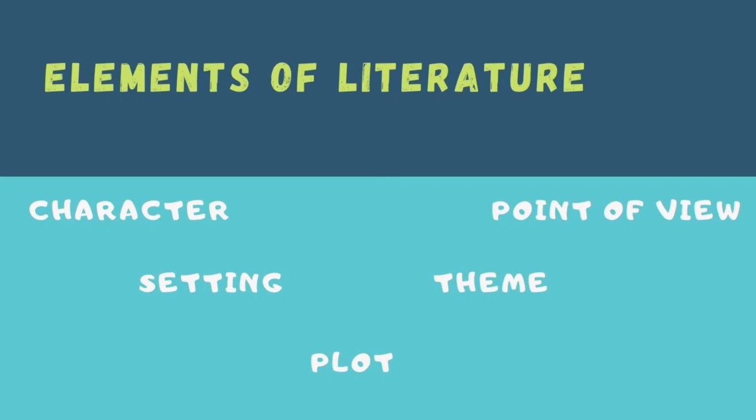Third, plot. Every literary work has an element of plot. Plot tells what happened to the characters. It is the storyline of a literary work. A plot is created around a series of events that occur within a specific period of time.